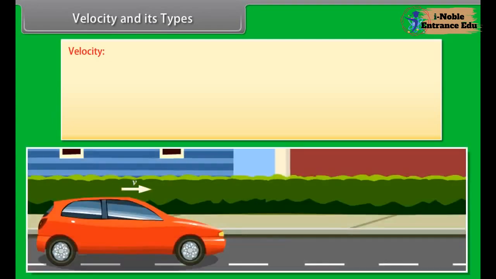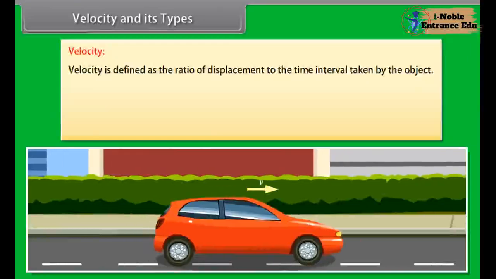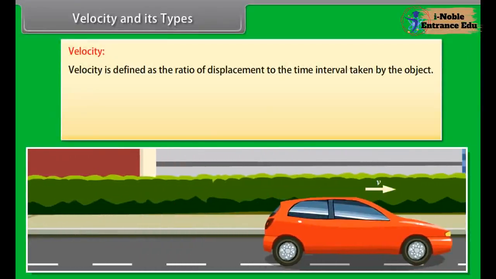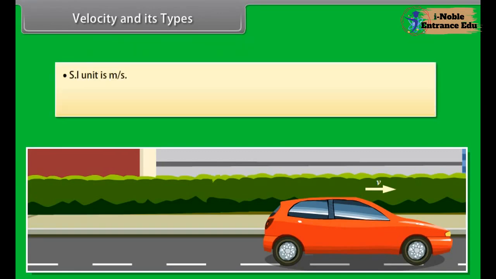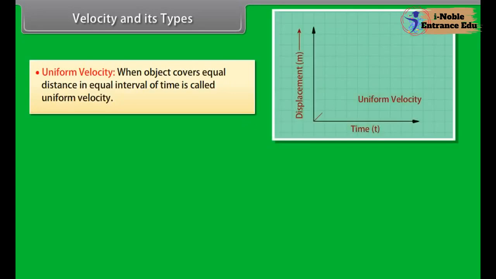Velocity and its types. Velocity. Velocity is defined as the ratio of displacement to the time interval taken by the object. Therefore, velocity is equal to displacement upon time interval. It is a vector quantity. SI unit is m/s. Dimensional formula is M^0 L^1 T^-1.